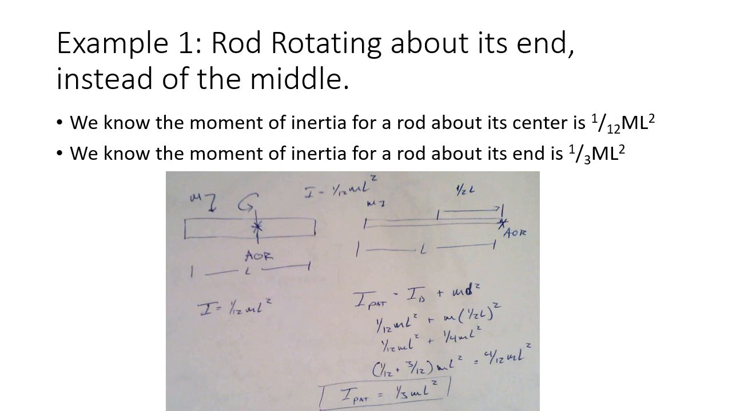All right, so then I get 1/12 ml squared plus 1/4 ml squared. I go ahead and find a common denominator, add things up, and I get 4/12 ml squared, which, when we simplify, is 1/3 ml squared. So indeed, it does actually work out, because we know that the moment of inertia for a rod at its end is 1/3 ml squared.